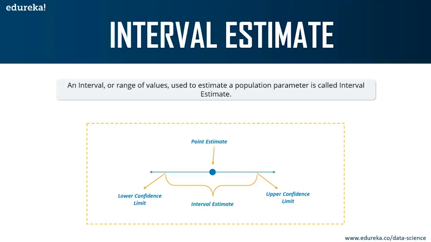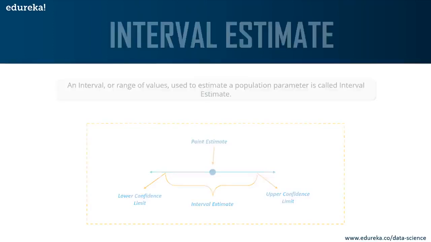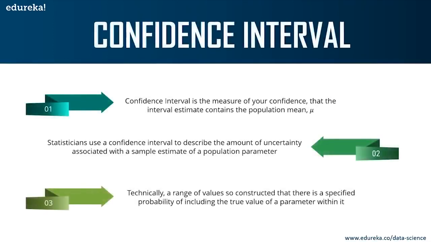So guys, it's important that you pay attention to both of these terminologies. Confidence interval is one of the most significant measures used to check how essential a machine learning model is. All right, so what is confidence interval? Confidence interval is the measure of your confidence that the interval estimated contains the population parameter or the population mean or any of those parameters, right?